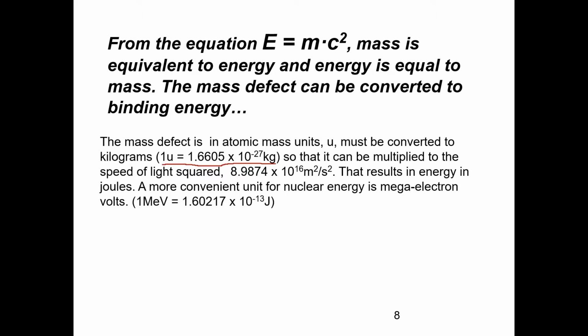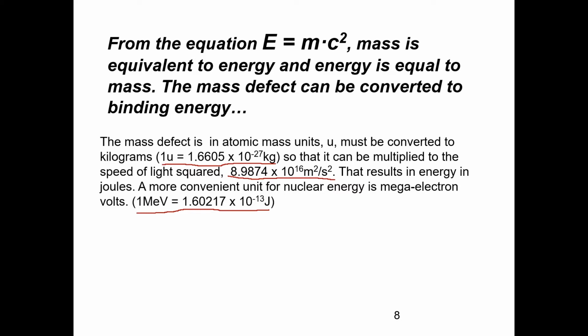Then we would have to multiply it by the speed of light squared, which is 8.9874 times 10 to the 16 meters squared per second squared. This gives us an answer in joules, but nuclear physicists prefer to work in mega electron volts. So we convert joules to mega electron volts. 1 mega electron volt is equal to 1.60217 times 10 to the minus 13 joules.